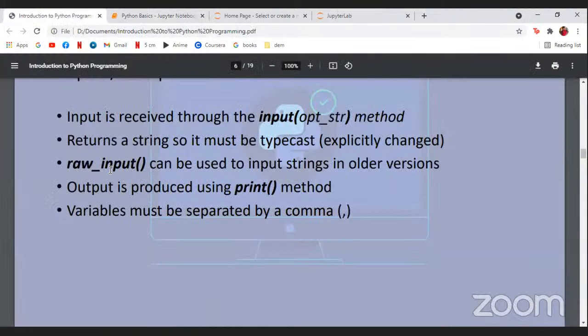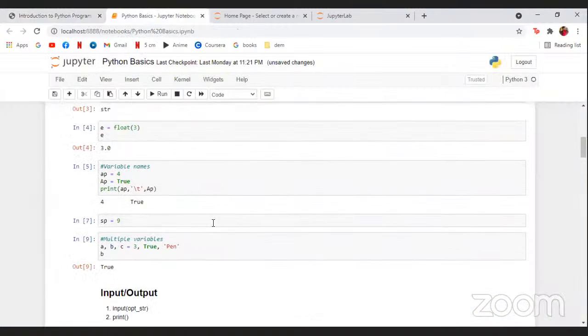Raw input is also an older method that's used to get specifically strings. And if you're using an older version of Python, you need to use this if you want to input a string, because otherwise these string functions won't work. Although you won't be needing it, I've just put it here. Output is produced using the print method. So you've seen me using this print method the whole time here.